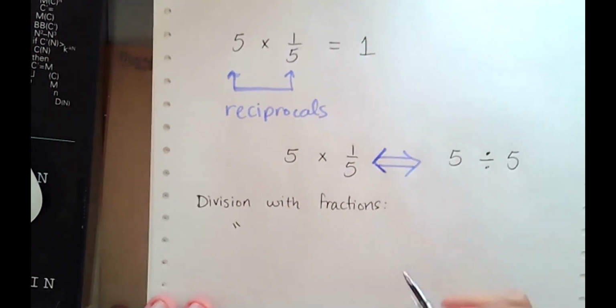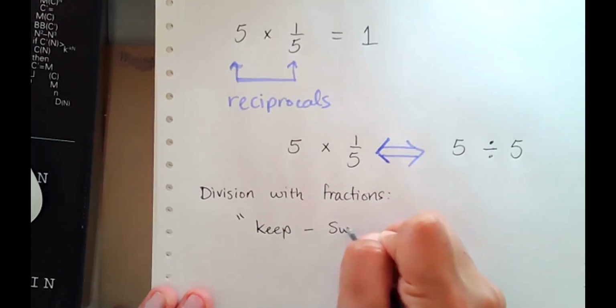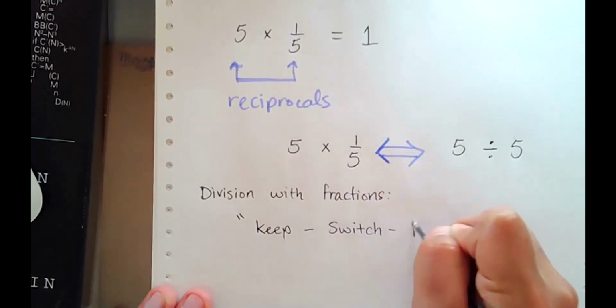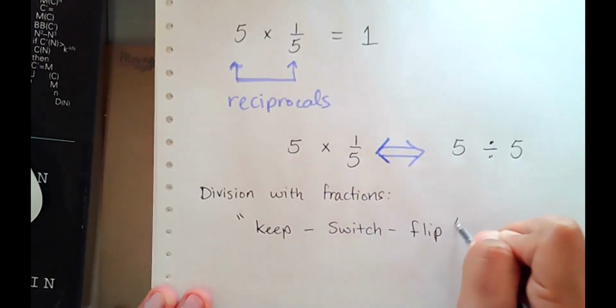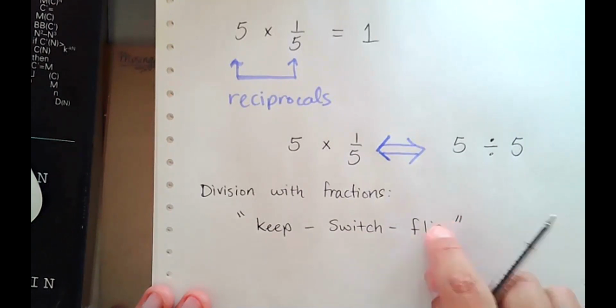This is what you need to remember. You need to remember to keep, switch, flip. That is, keep the first fraction, switch to the opposite operation, switch to multiplication, and then flip the second fraction to its reciprocal.